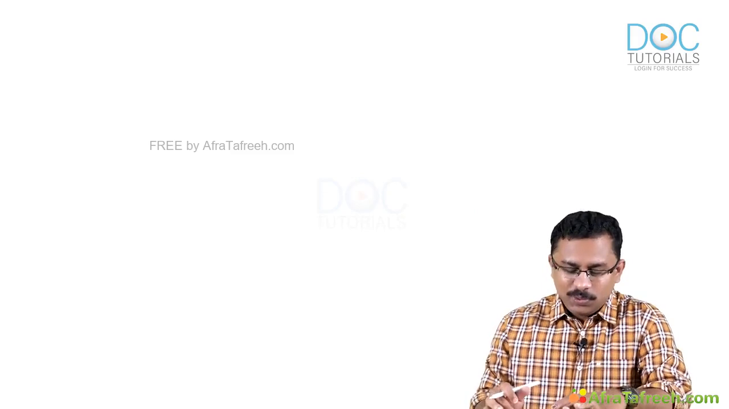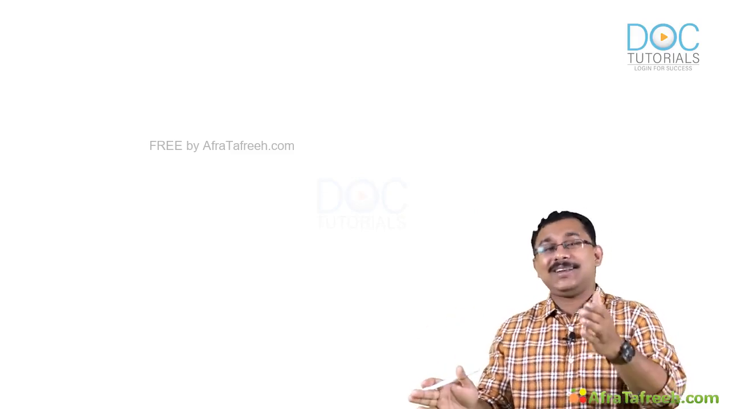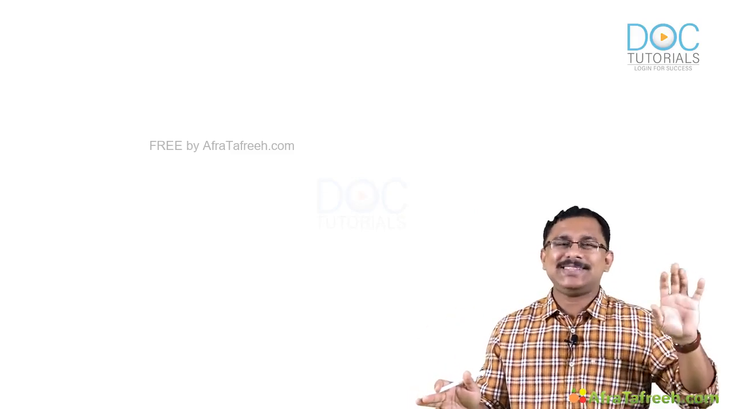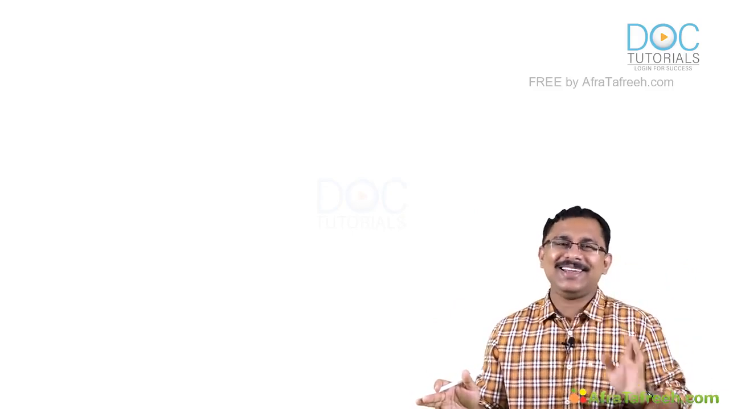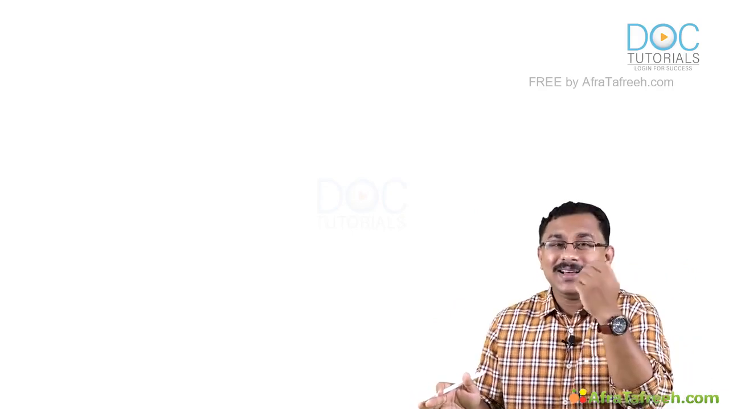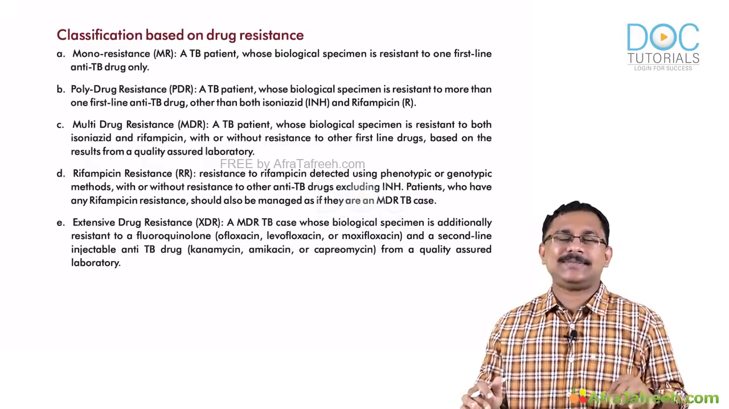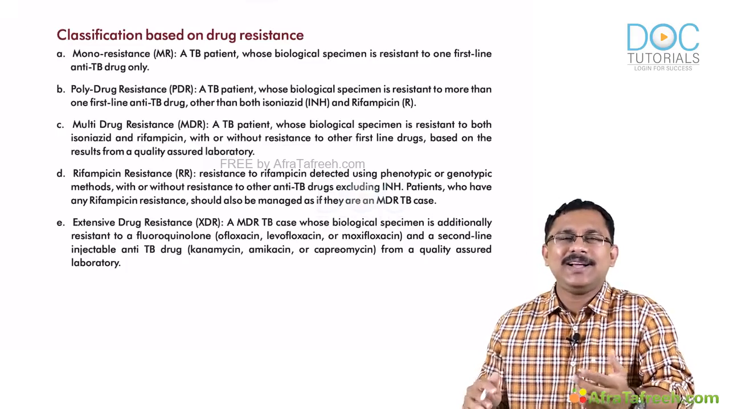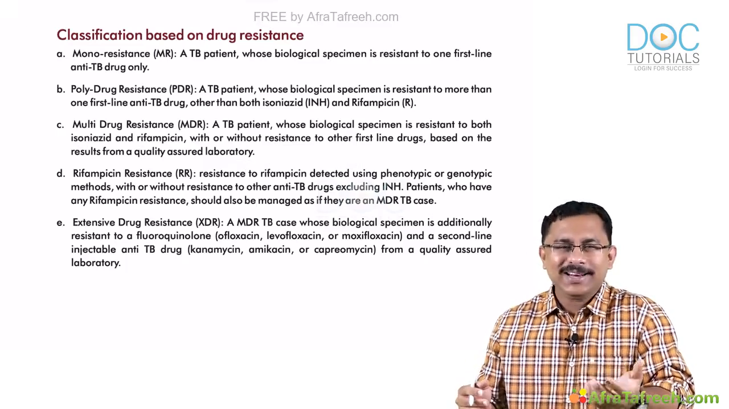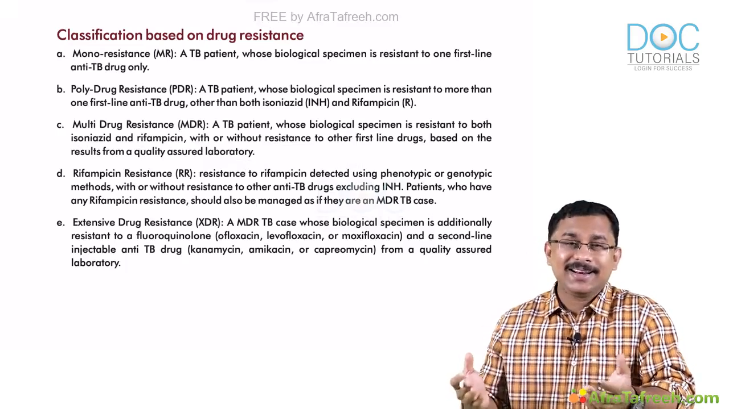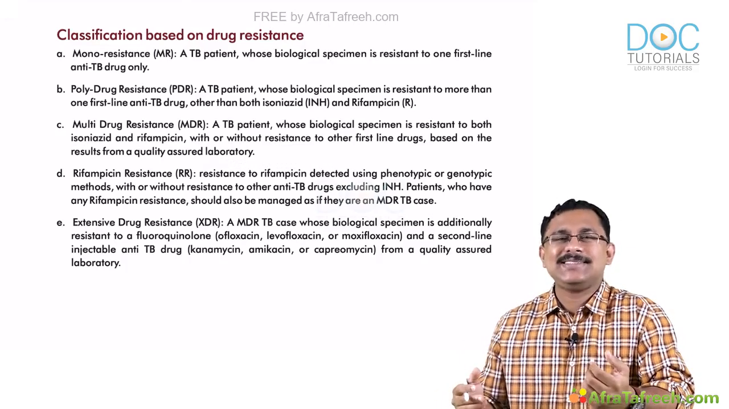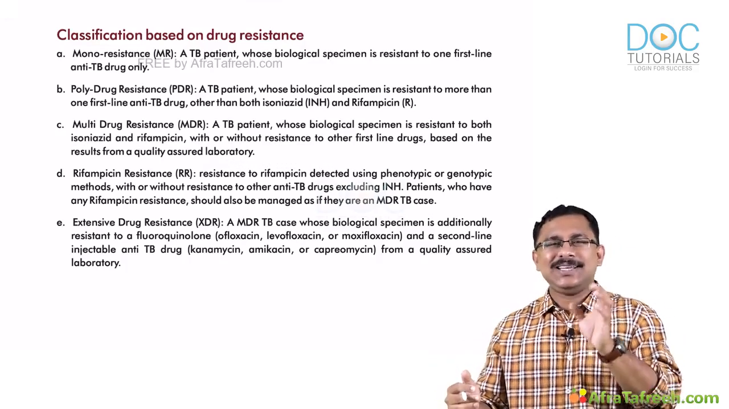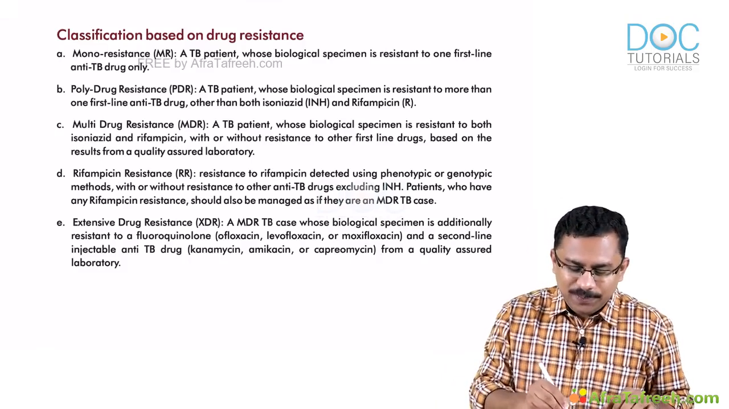Now, coming to the second part, that is your drug resistant tuberculosis. So drug sensitive tuberculosis, I hope, is very clear to you. Now we are moving to the drug resistant tuberculosis. To understand drug resistant TB, you have got to understand certain terminologies used in the guidelines. They use terms like monoresistance, polyresistance, multi-drug resistance, rifampicin resistance, and extensive drug resistance. So these terminologies should be clear to you.